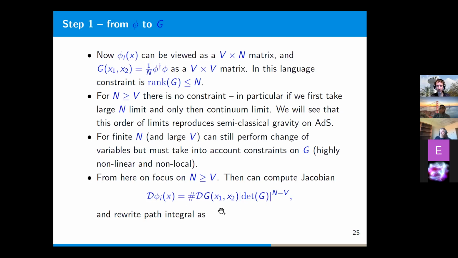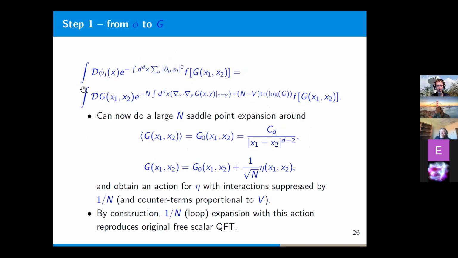And now that we have this change of variables, we can just rewrite our original field theory path integral as a path integral over this bilocal field with an action which has one term that just comes from taking this free field action and rewriting it in the language of G. So it's just two derivatives acting on this bilocal G evaluated at x equals y. And then we have an extra term coming from this determinant, which we can just write as e to the trace times a log of this matrix G. So again, as long as n is bigger or equal than V, the number of spacetime points, this is a precise equivalence of path integrals, and we don't lose any information by going to this other set of variables.